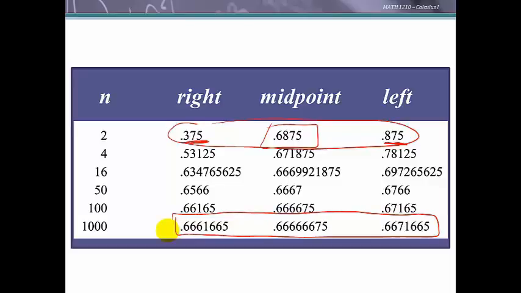The limit as n goes to infinity of a left-hand sum, a midpoint sum, or a right-hand sum would all equal each other, and in this case it looks like they are approaching 0.6666, which is 2/3, based on looking at a table trying to estimate what the limit is.